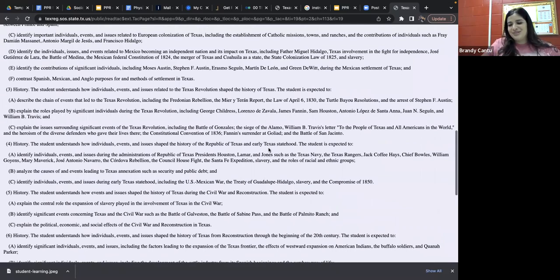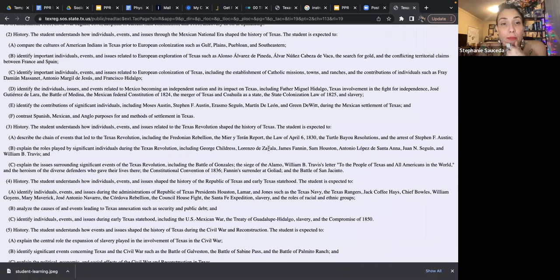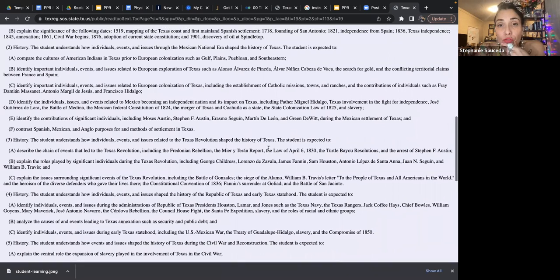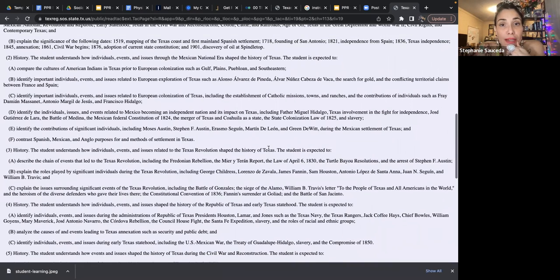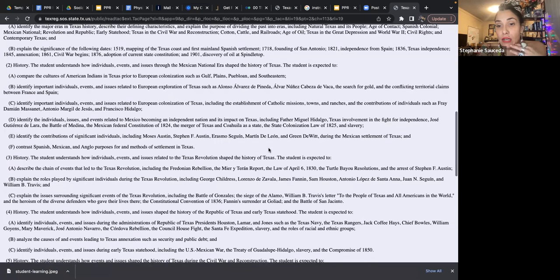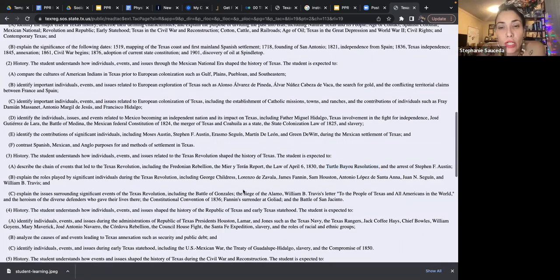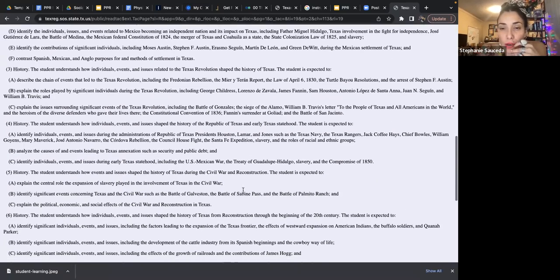And some of the people from the Mexican army side and all of that, I'm unfamiliar with some of it too. We looked at the Turtle Bayou. We looked at something else. It was a really weird one.